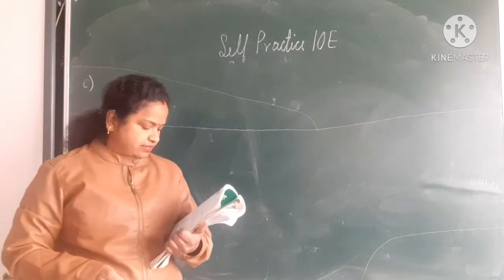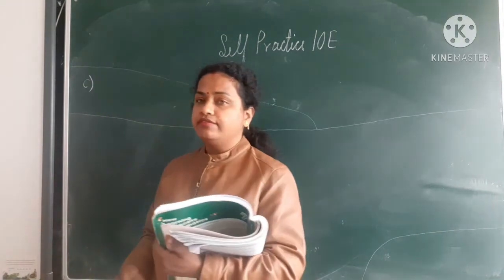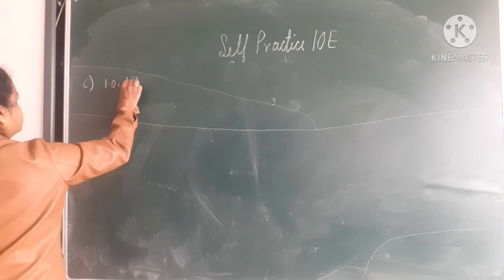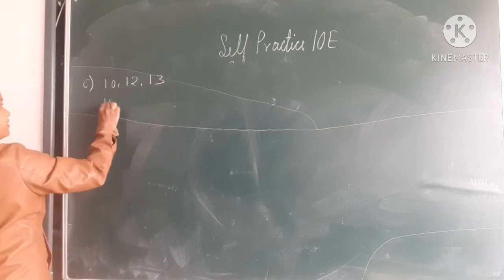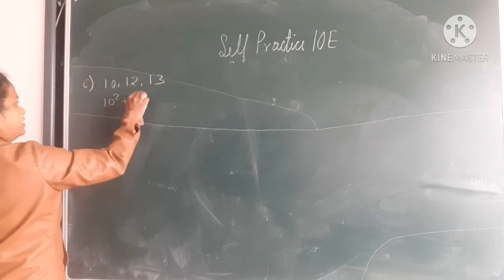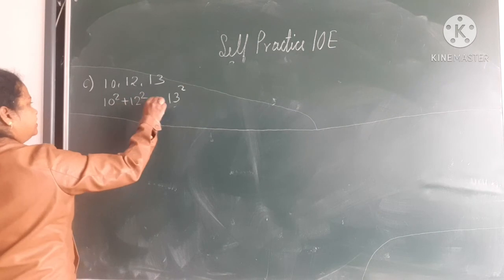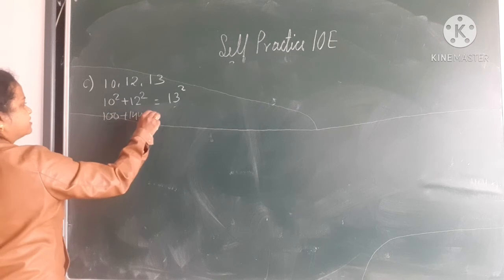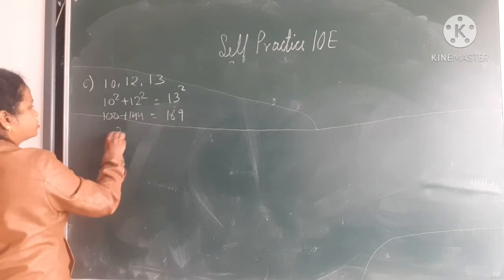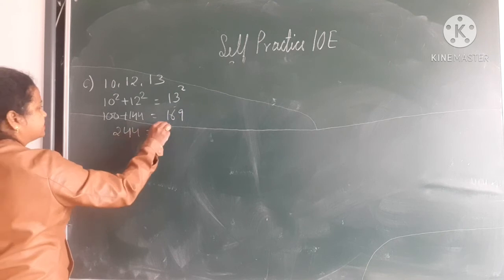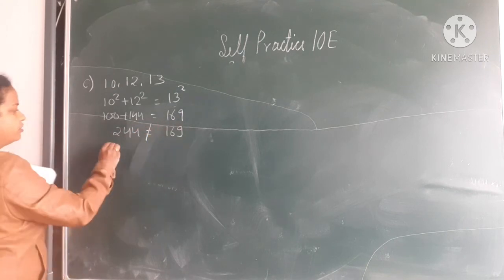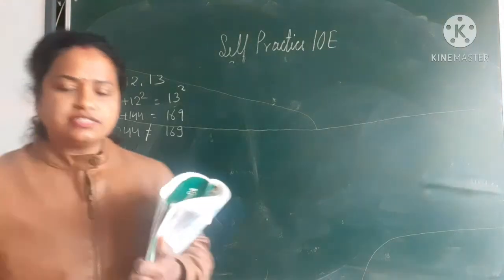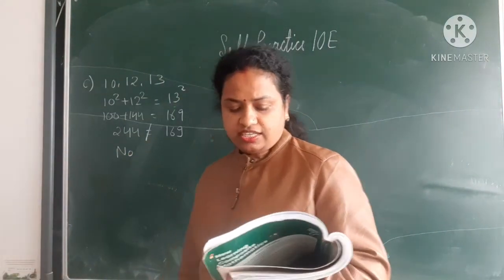In the C part, it is 10, 12 and 13. So 10 square plus 12 square is equal to 13 square. 100 plus 144 is equal to 169. This is 244 and it is 169. Are they equal to each other? No. It does not follow the Pythagorean triplet because they are not equal to each other.